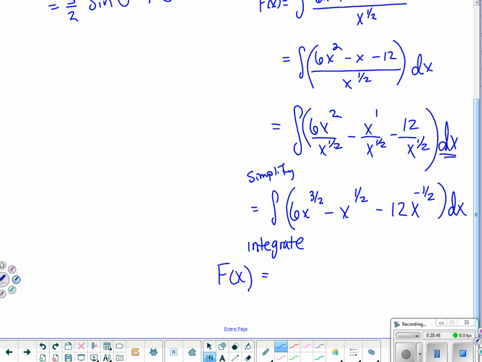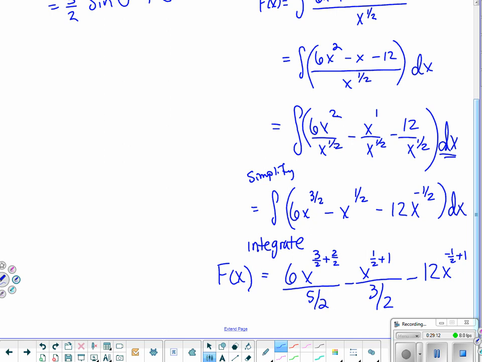All right, add power time. 6x to the 3/2 plus 1. That's like a 2 over 2. Oh, that's 5/2, so I'm going to be dividing by 5/2. Minus x to the 1/2 plus a 1. That's a 3/2, so that's a division by 3/2. Minus 12 x to the negative 1/2 plus 1. That's a 1/2, so that's a division by 1/2. Squeeze in our plus c.